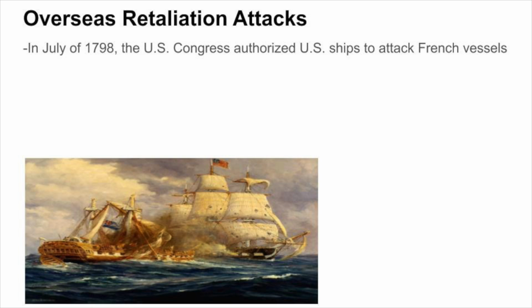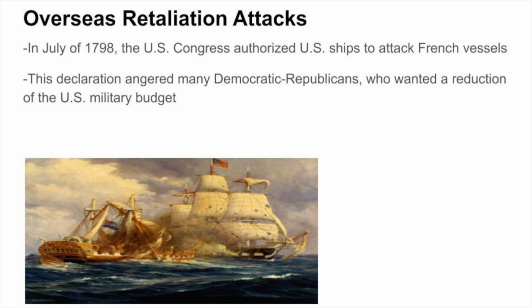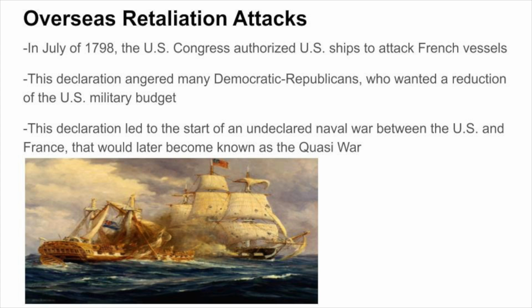In July of 1798, the U.S. Congress authorized U.S. ships to attack French vessels. This declaration angered many Democratic Republicans who wanted a reduction of the U.S. military budget. This action also led to the start of an undeclared naval war between the U.S. and France that would later become known as the Quasi-War.